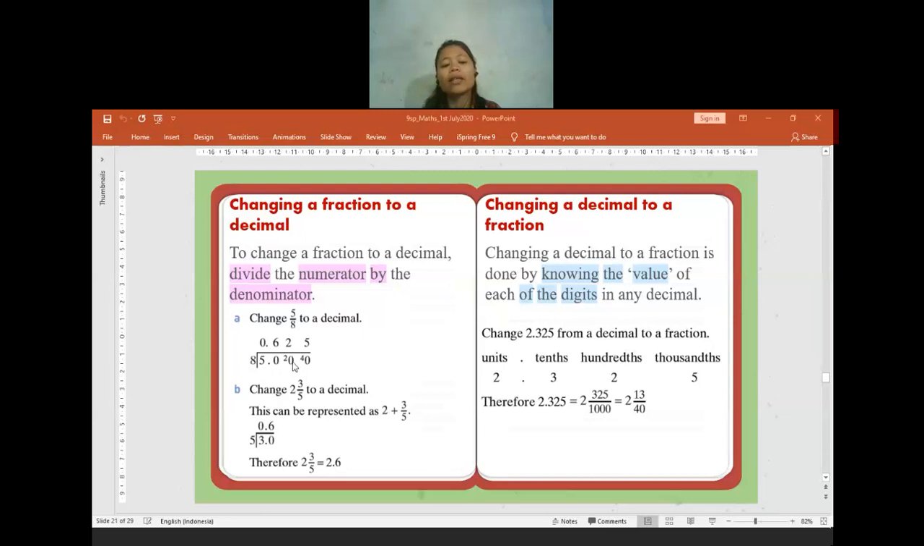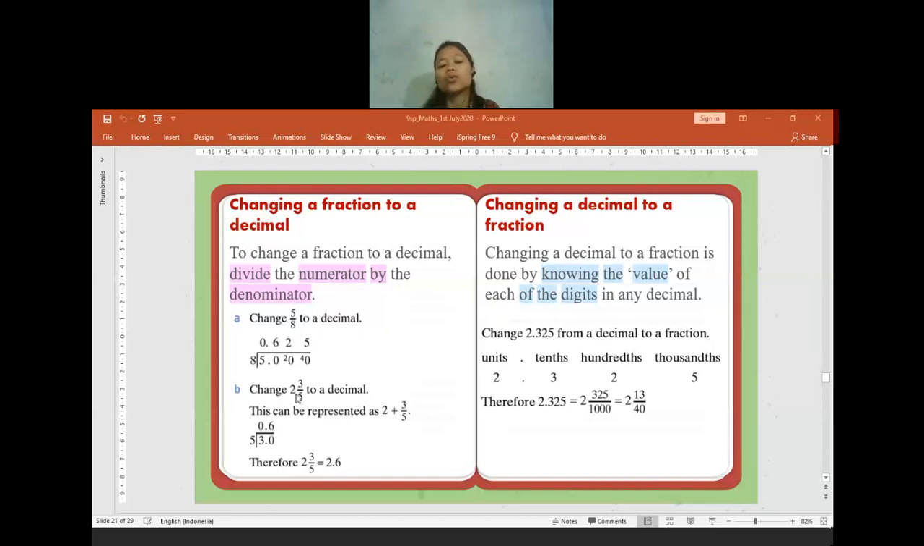So 20 divided by 8, it will be 2. 2 times 8, it will be 16. 20 minus 16, it will be equal to 4. That's why there is a small 4 on it. This is how the short division looks like. If you want to represent it as a long division like you used to do, it's also okay. 40 divided by 8, it will be 5. So for changing the fraction into decimal, you just need to divide it.